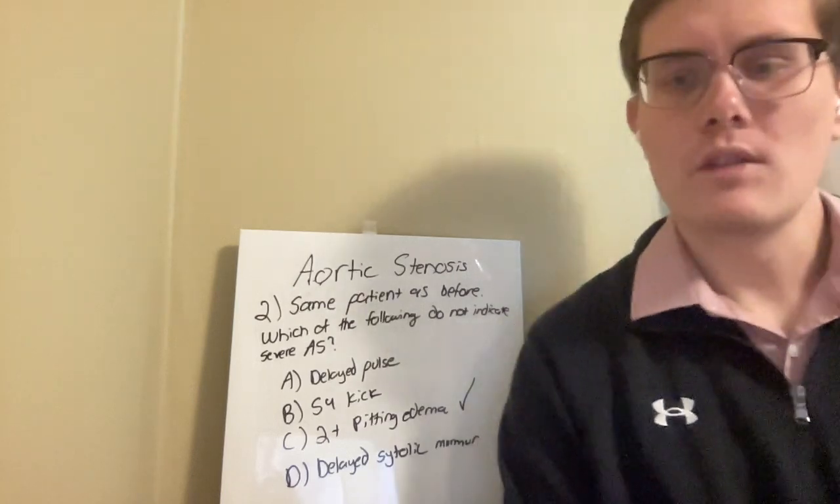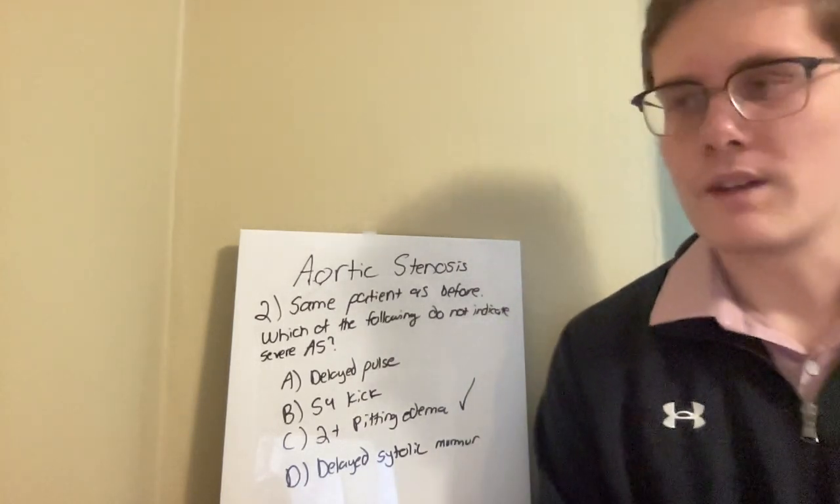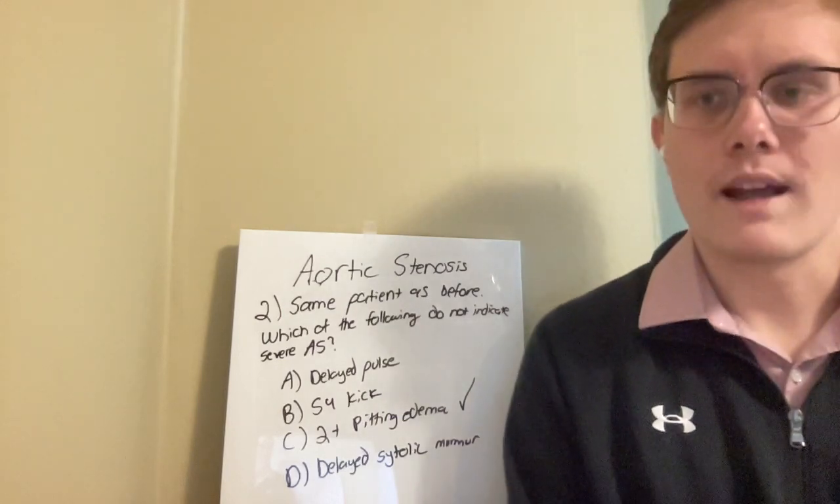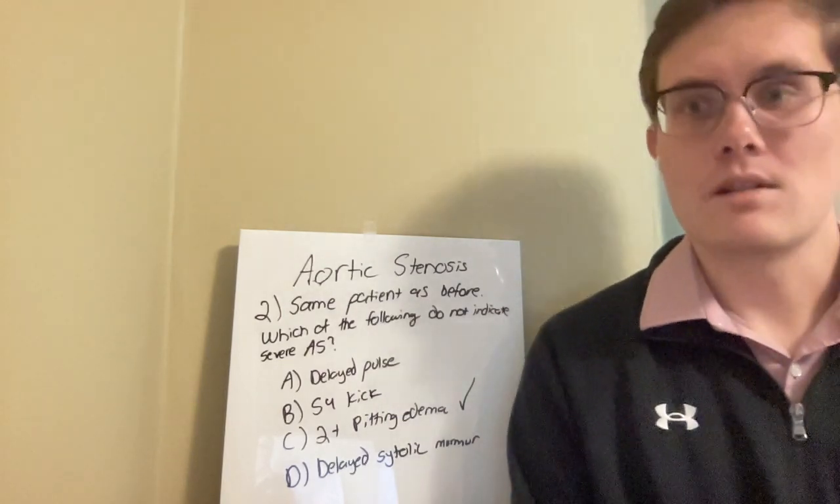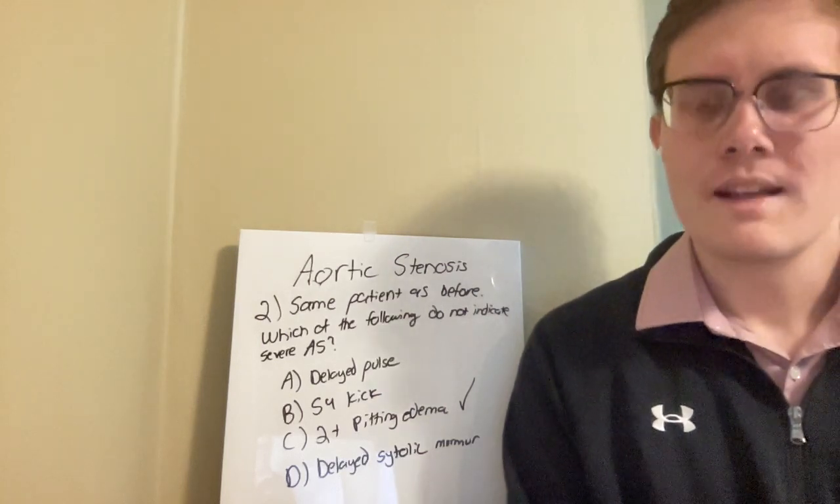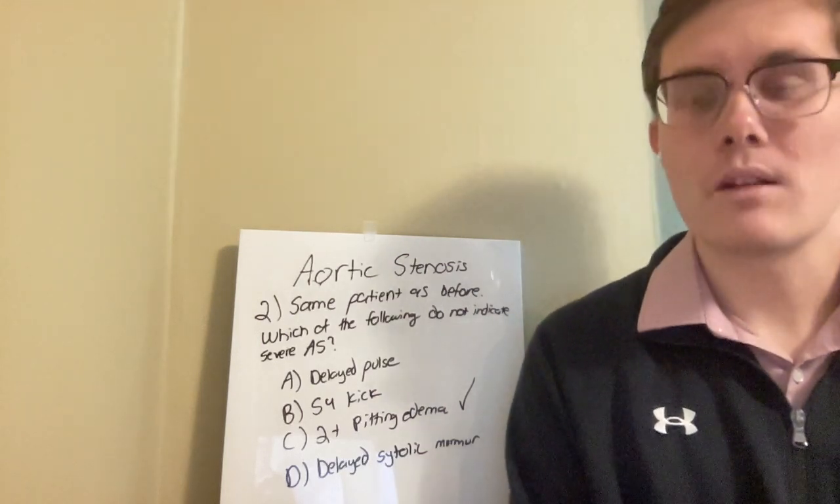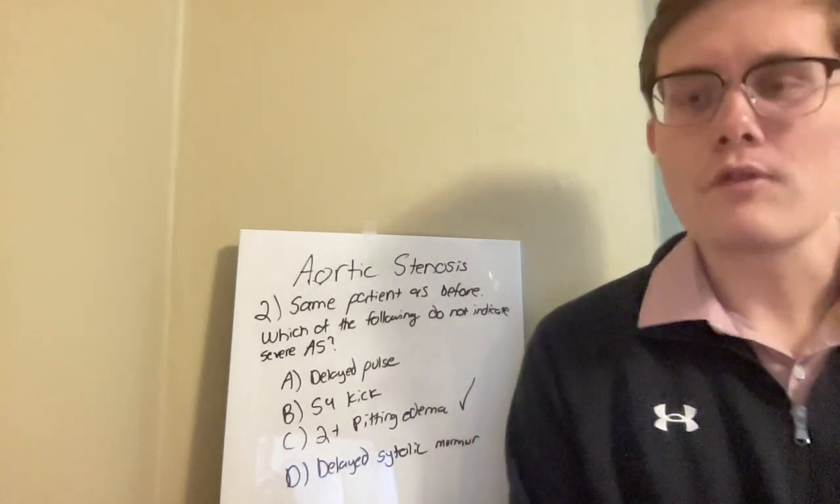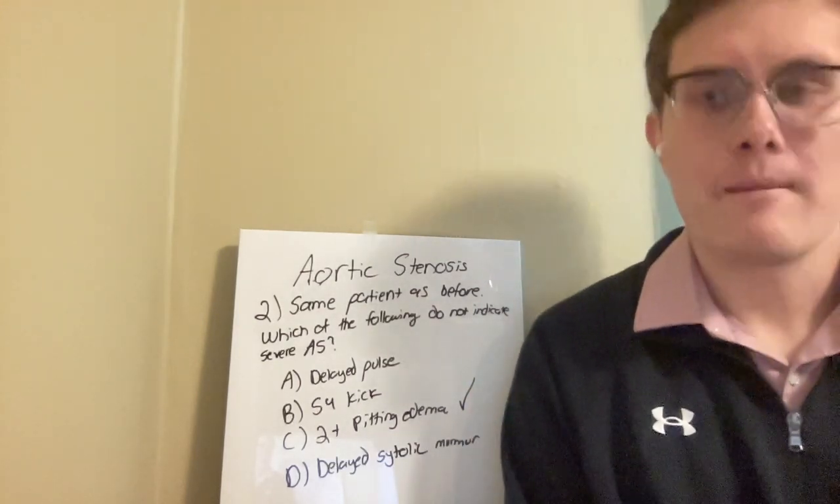The delayed pulse and the delayed systolic murmur that we see with aortic stenosis come from blood not wanting to flow through the aortic valve. As it continues to stiffen, we need to generate more pressure in the left ventricle to get it through that valve, and that typically comes over time as the ventricle begins to squeeze. The S4 kick comes as a consequence of that.